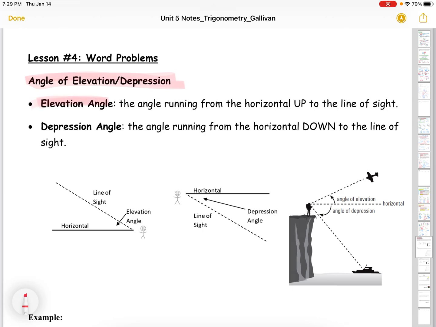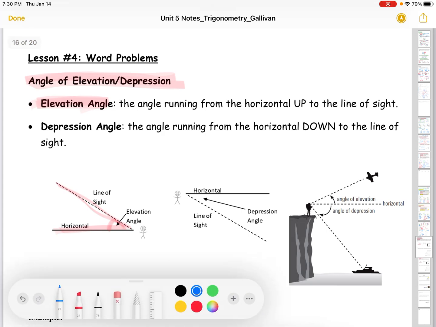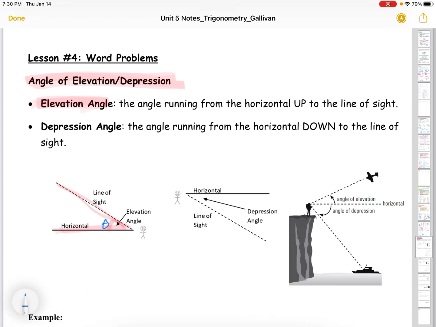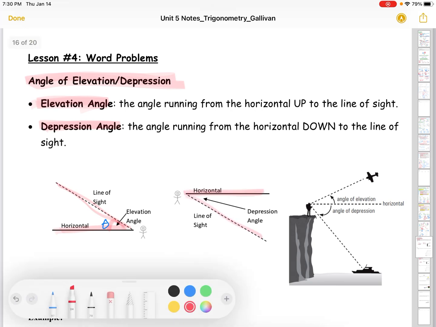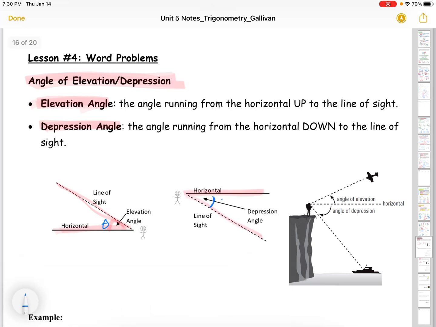Now, a lot of word problems will talk about this concept of the angle of elevation and depression. Now, the elevation angle is the angle made from the horizontal up to the line of sight. Okay, so there would be an angle in here. Okay, and the angle of depression is the angle running from the horizontal down. So it would be in here. That would be your angle.